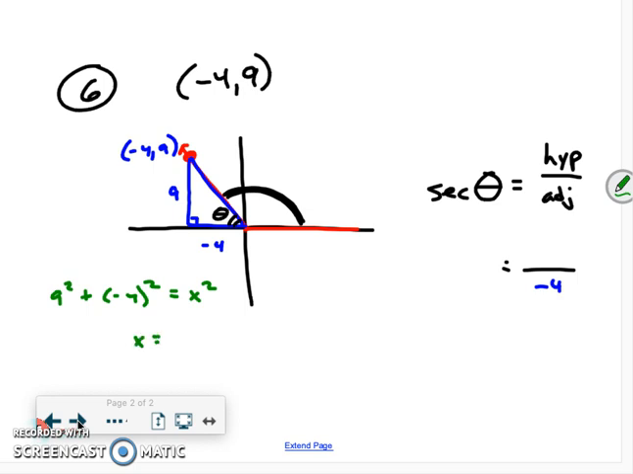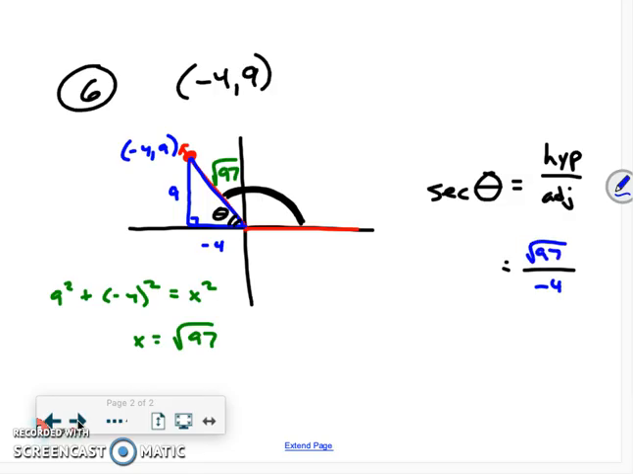I'm going to ruin the surprise. We're going to get the square root of 97, if I'm not mistaken here. Is that going to be positive or negative? Positive. Will our hypotenuse ever be negative? Never. It doesn't matter which quadrant you're in. Your opposites and adjacents, obviously they can be positive or negative, like they are in this problem, but the hypotenuse will always have that positive value.